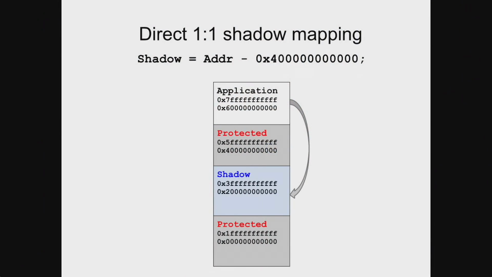So this is again the direct mapping, which makes the tool extremely fast. If you want to compute the shadow corresponding to an application address, you just subtract some large constant from it. Or you actually unset one of the bits in the address. This is the same operation here.